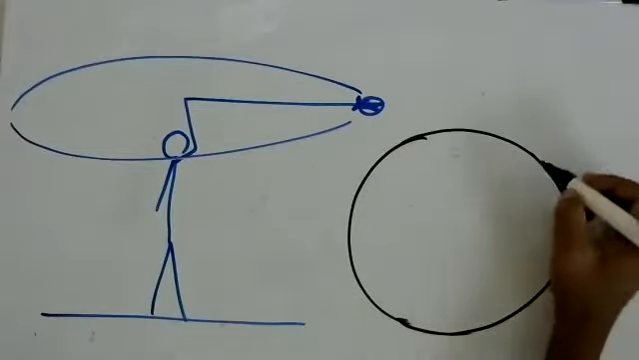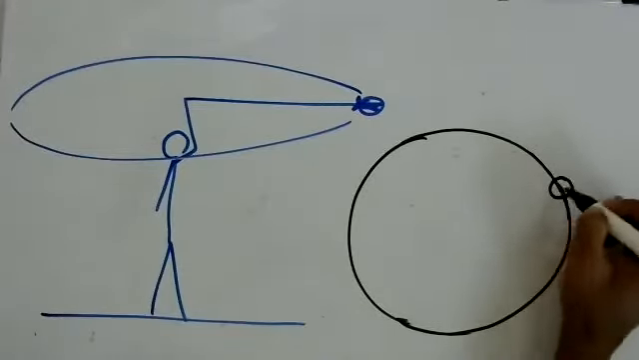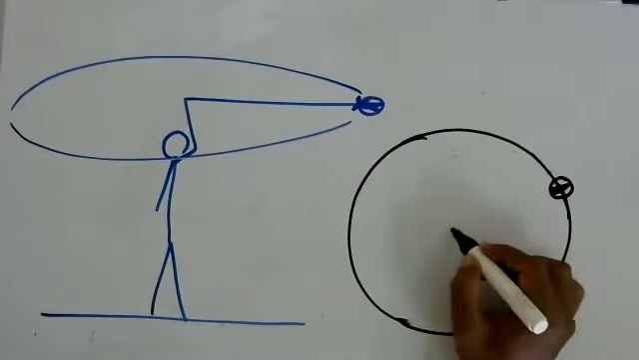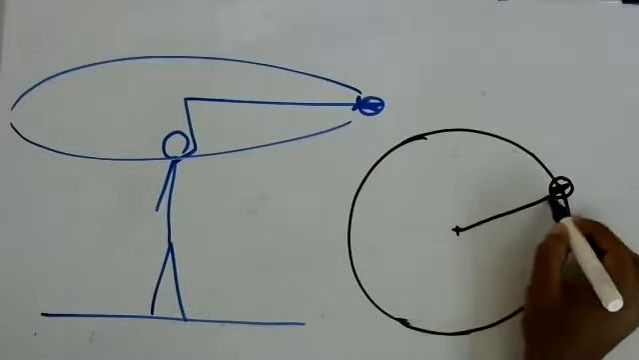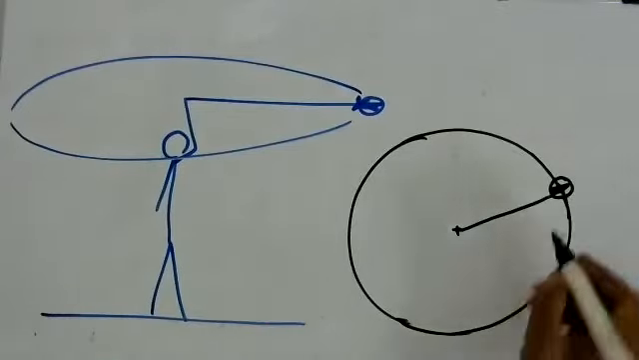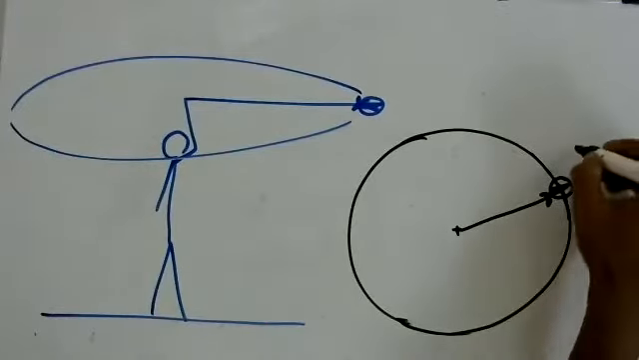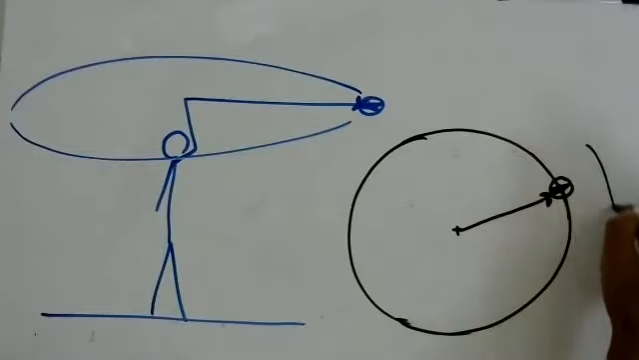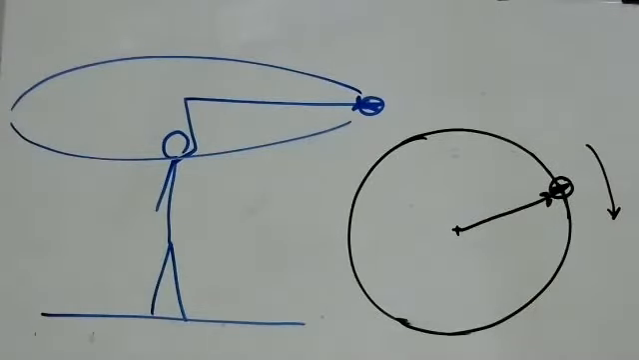Now, if this were the object and that were the center, and that is the string that is causing it to rotate, and let's say that the object is turning in this manner. Now, what can you say about the motion of this object, the stone? What are all the different things that you can say about it? List them out.